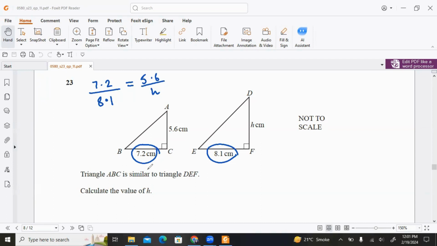So what we're going to do is rearrange it first. h equals 5.6 times 8.1 over 7.2. This makes the calculation easier, making h the subject, since that's what we're trying to find. Then we do 5.6 times 8.1 divided by 7.2, and that is 6.3 centimeters, which is your value of h.